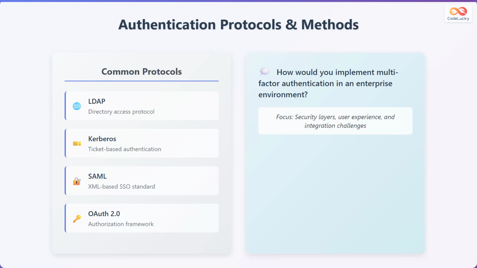Now let's explore common authentication protocols. LDAP, or Lightweight Directory Access Protocol, is used for directory access and user information retrieval. Kerberos provides ticket-based authentication using a trusted third party for secure communication. SAML, or Security Assertion Markup Language, is an XML-based standard for single sign-on implementations. OAuth 2.0 serves as an authorization framework that allows third-party applications to access user resources without exposing credentials.